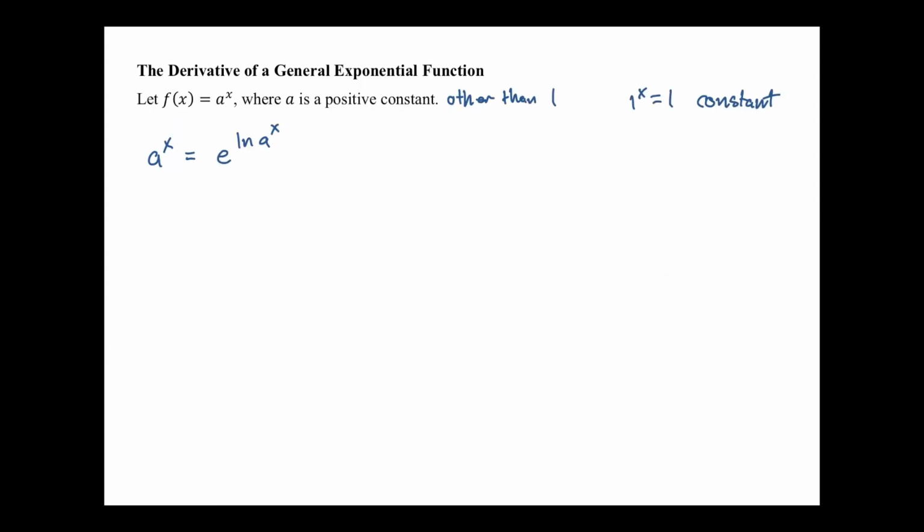Well, that means we can rewrite this as e to the x times ln of a. And again, just one thing, remember, ln of a is a constant as well. So that's going to be useful in helping us find the derivative. We don't need the product rule here. And I know this looks like a product, but again, just think about ln of a as a constant.